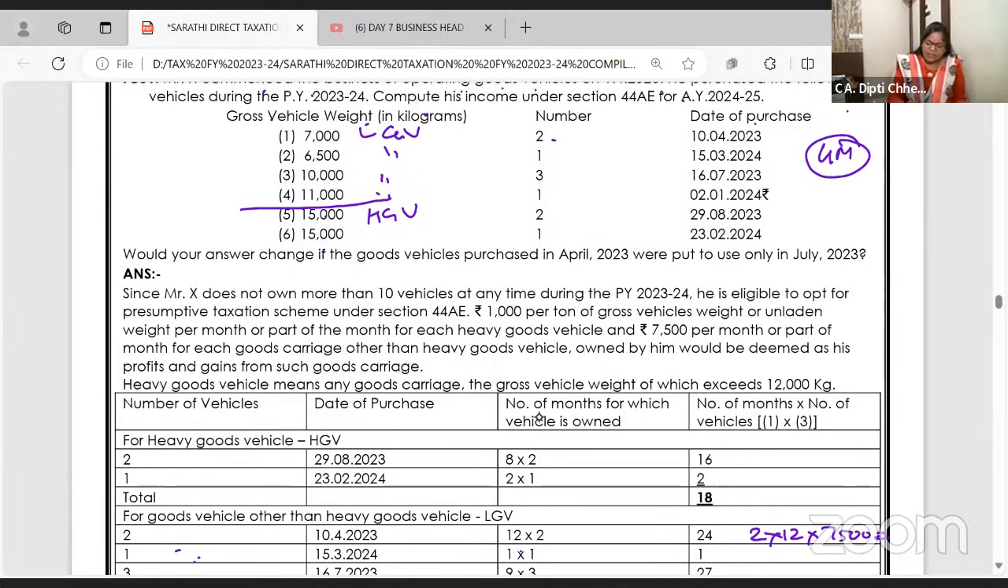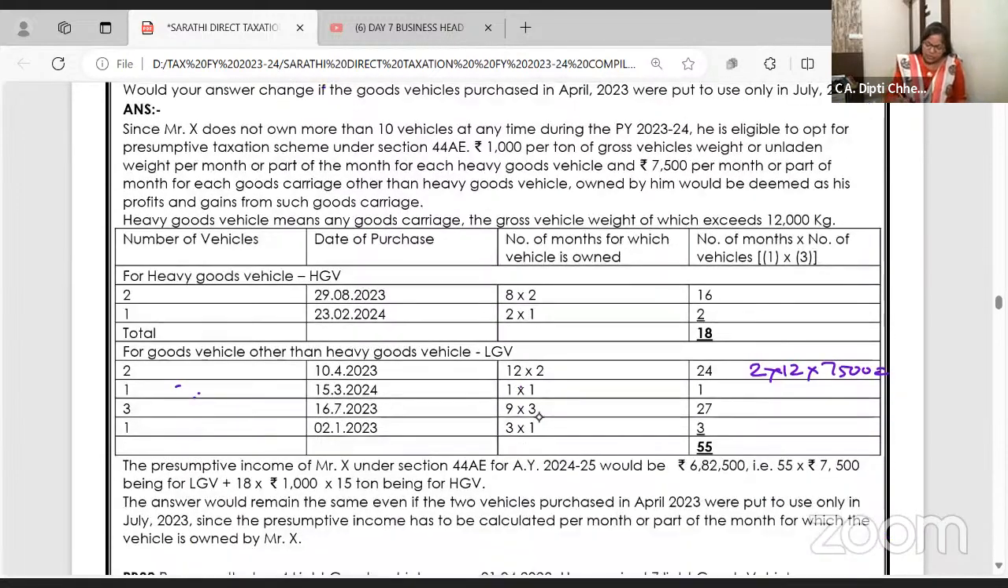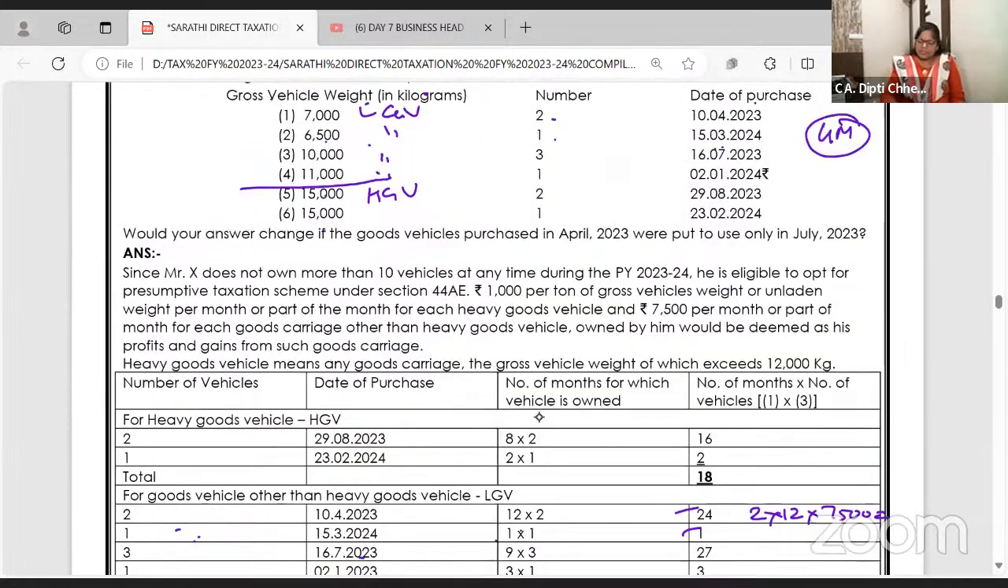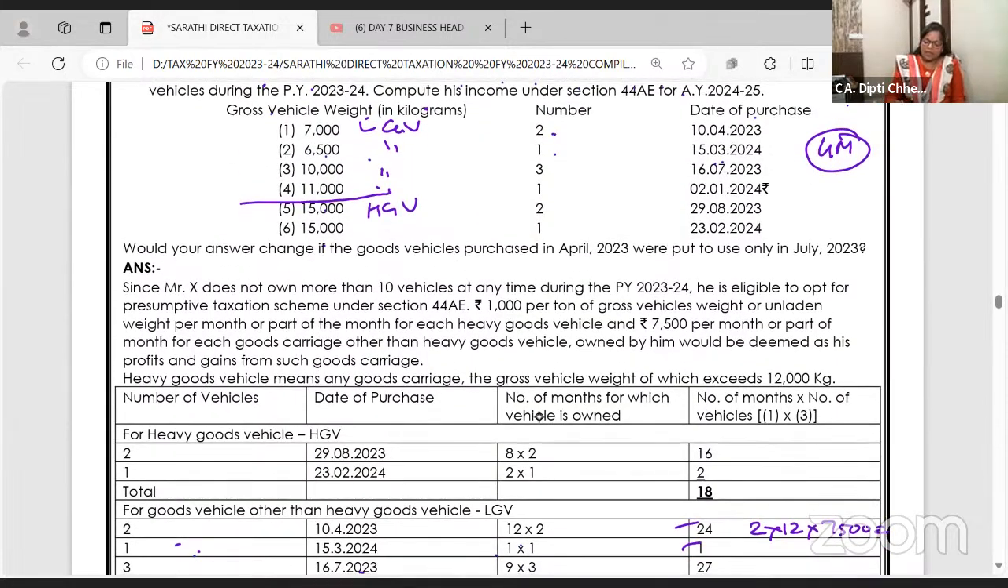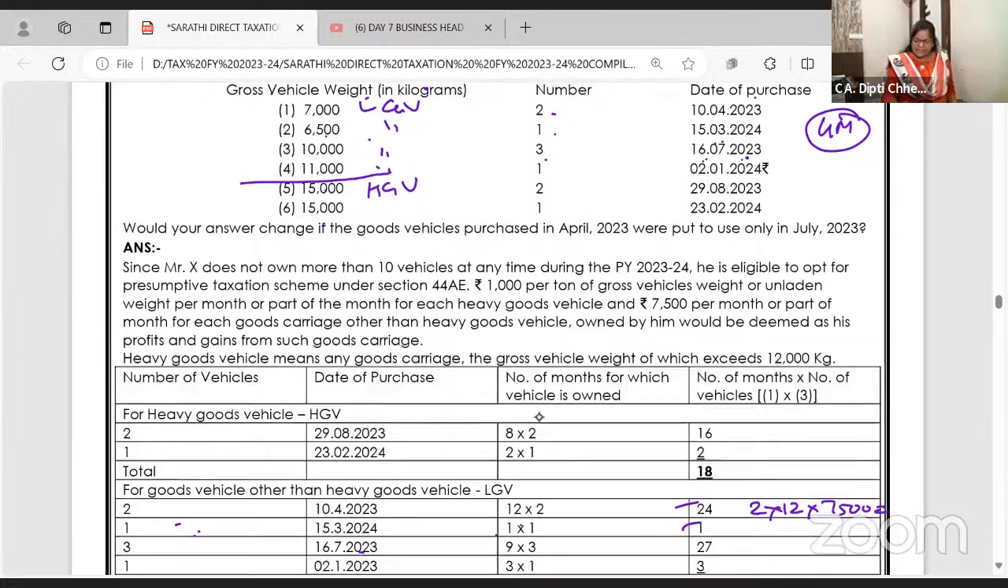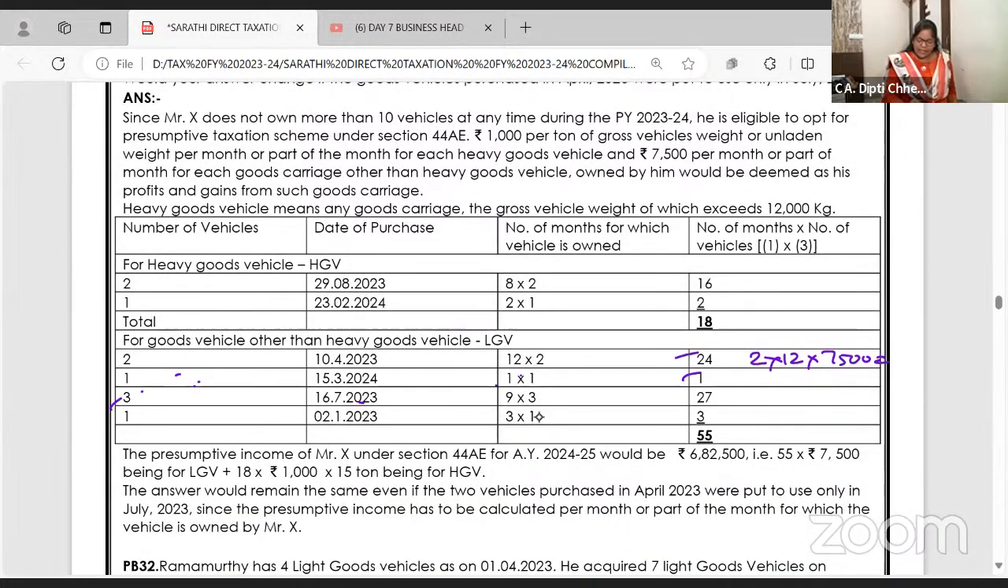Then 6,500 weight ka one vehicle you have purchased in March 24. So for this one vehicle only 1 month's income because it's purchased in March. Next July में purchase किया है. So 16th of July, part of the month also, full month. So 3 vehicles are there, and you have purchased in July. So from July to March, it's 9 months. So 27 months.